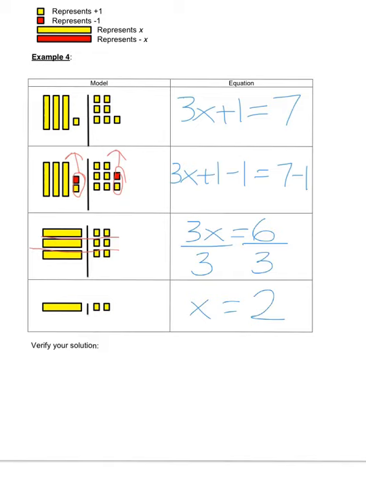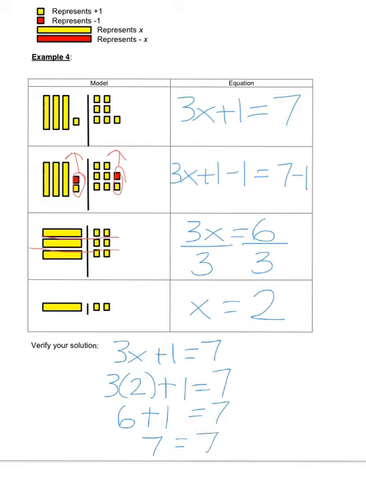To verify our solution, we'll copy down our original equation, replace the variable x with a 2 in our solution. So 3 times 2 plus 1, and we'll see if that equals 7. 3 times 2 is 6 plus 1, so 6 plus 1 equals 7 on the left-hand side and 7 on the right-hand side. So that's the correct solution to our equation.